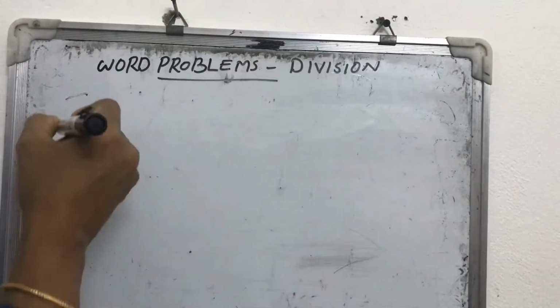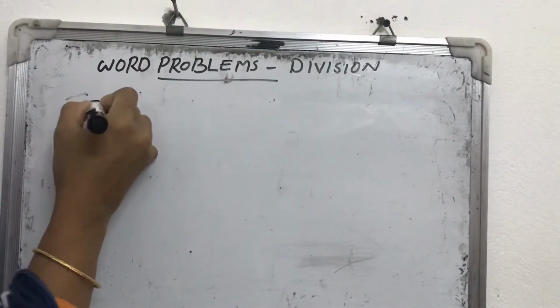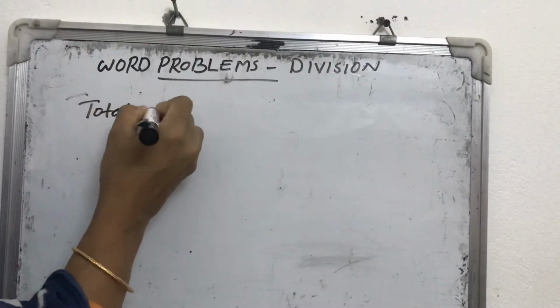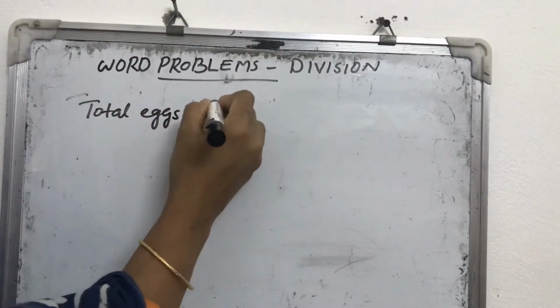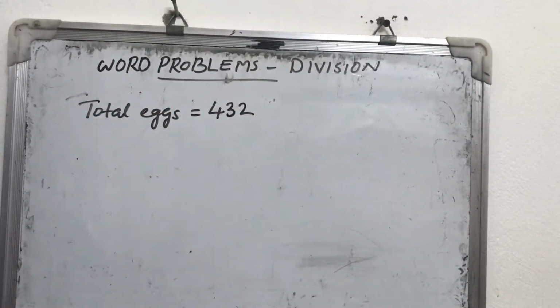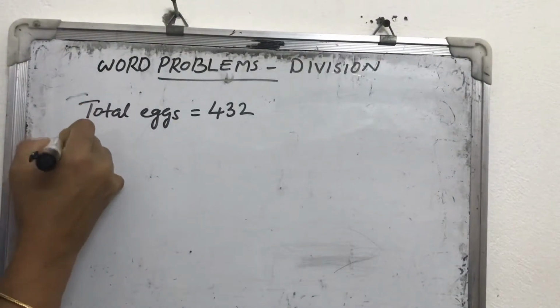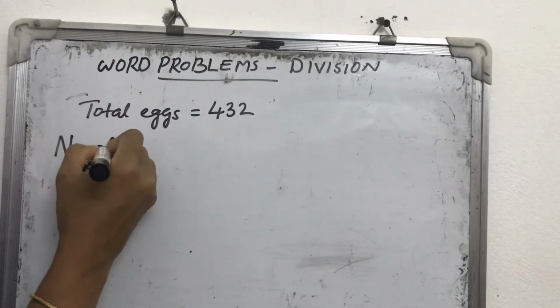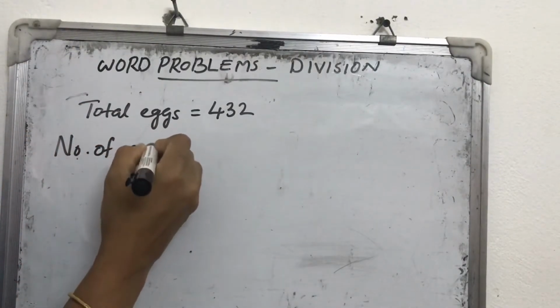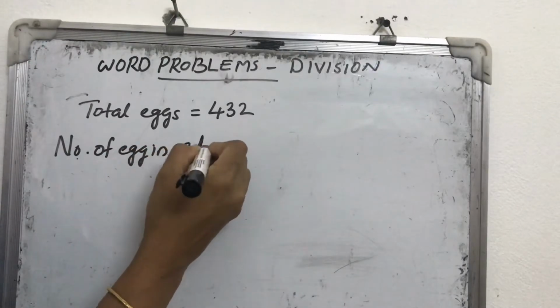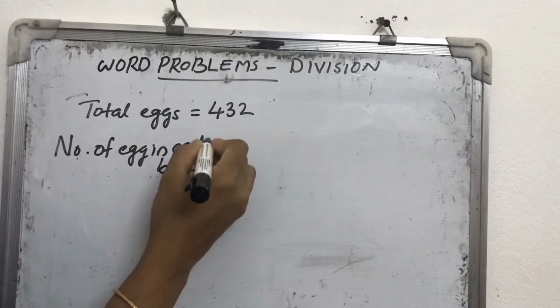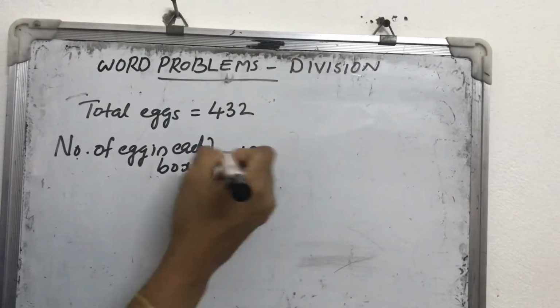So just the same, we can find out the total eggs. That is given: how many? The total number of eggs is 432. Okay. Then the number of eggs in each box, what is that? That is given as 1 dozen. Okay, 1 dozen, we know that number is 12.